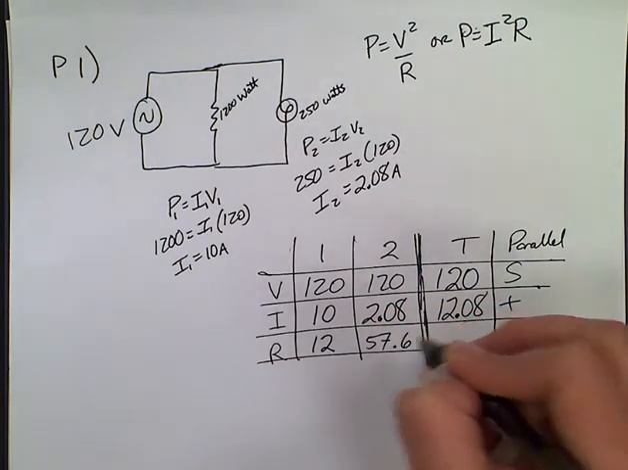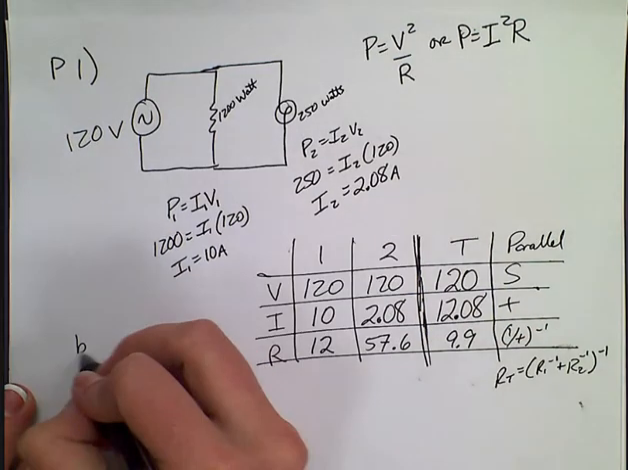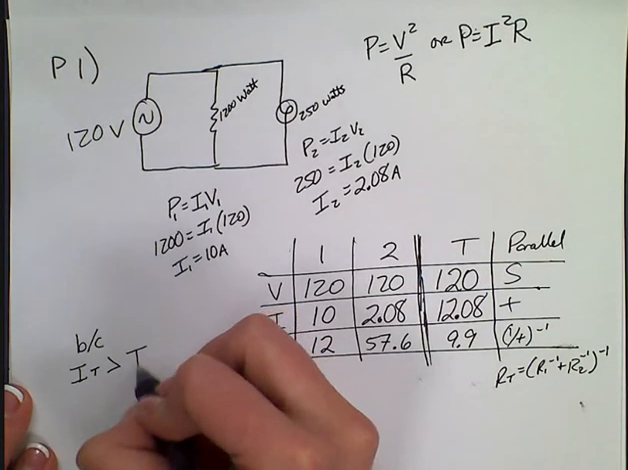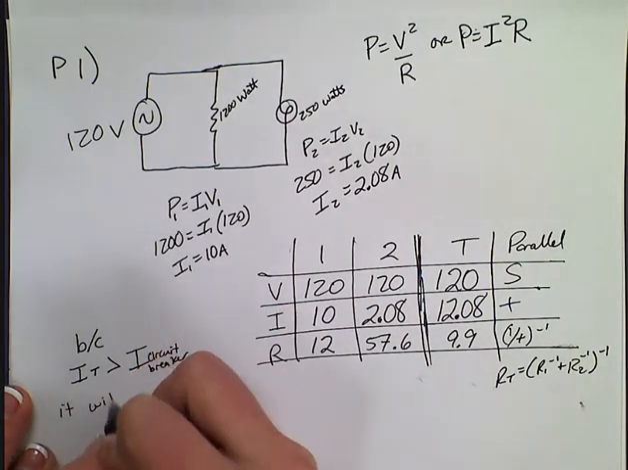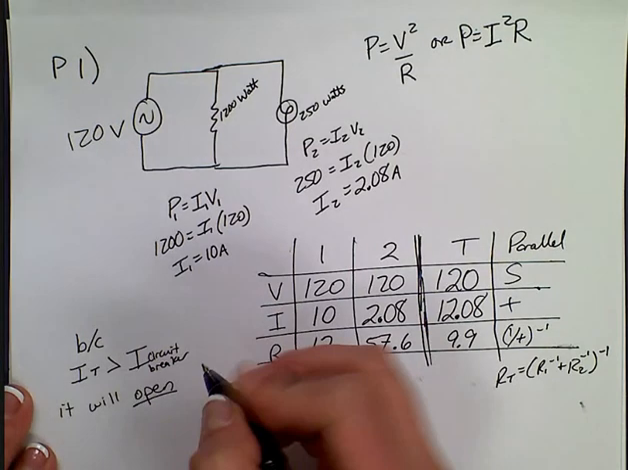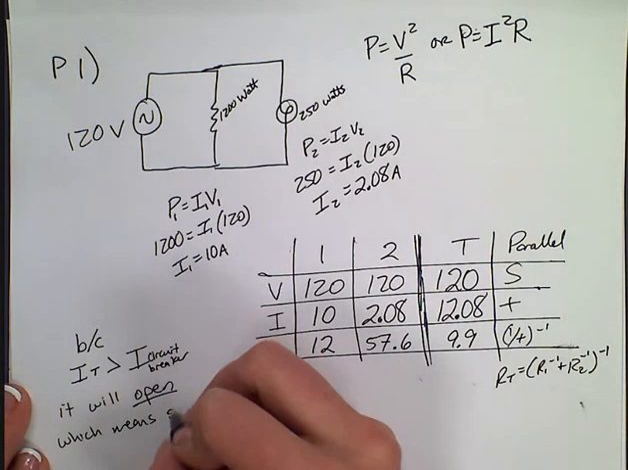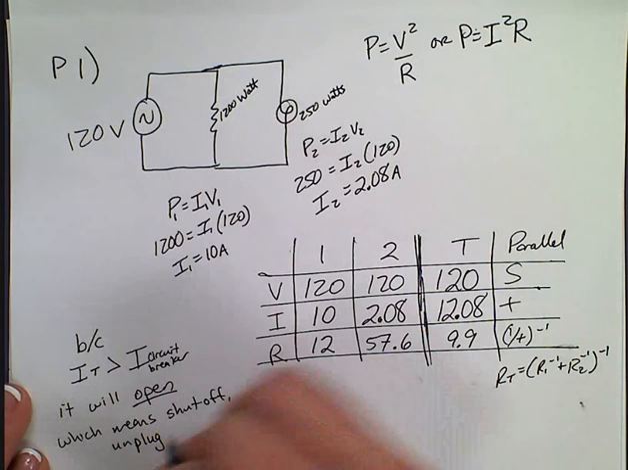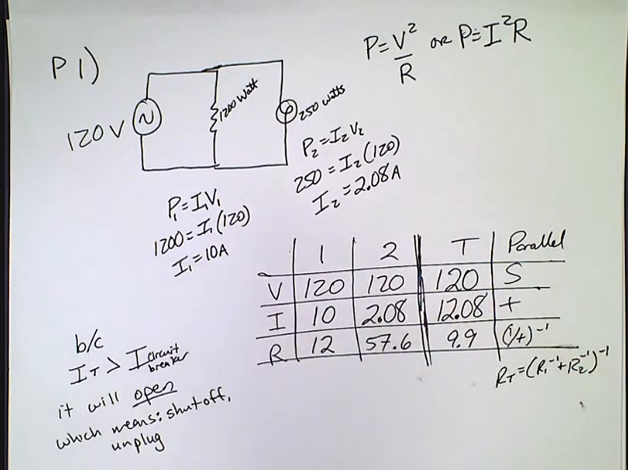1257.6 and then 9.9. And so because I total is greater than the I on the circuit breaker, it will open, which means it'll shut off or unplug to keep there from being too much current.